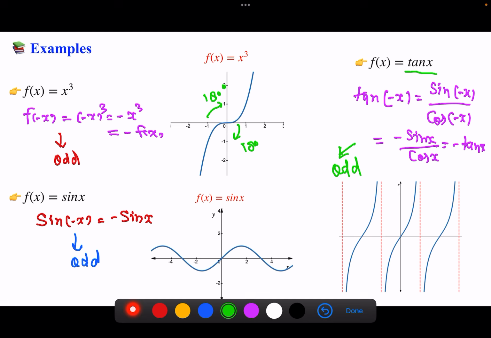Graphically, this is the graph of the tangent function. Here the graph of the tangent function is symmetric about the origin, so it is an odd function. Now the question is, what happens when we add, subtract, multiply or divide even and odd functions?